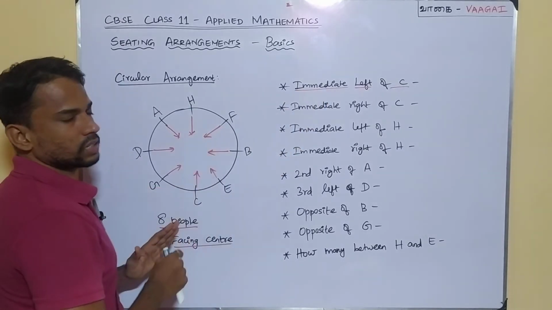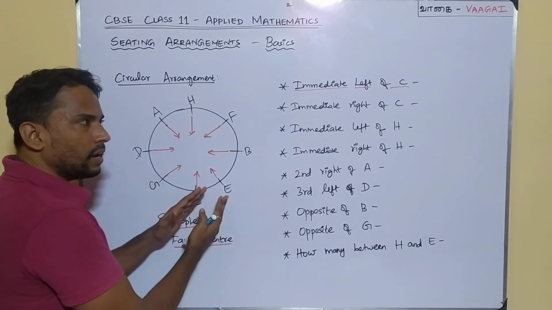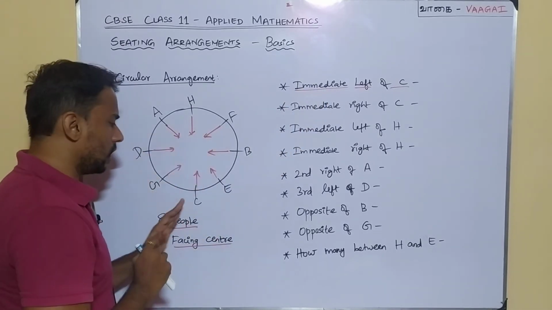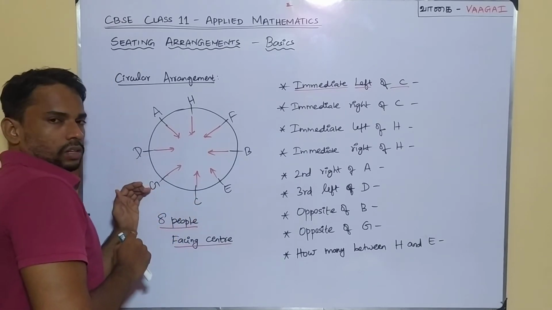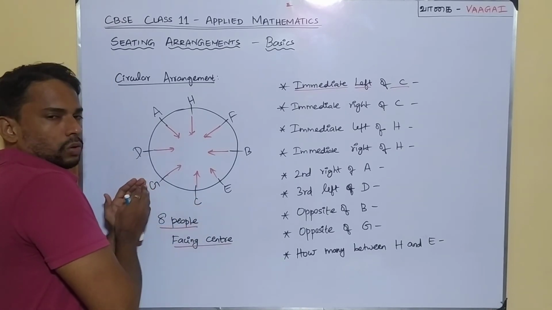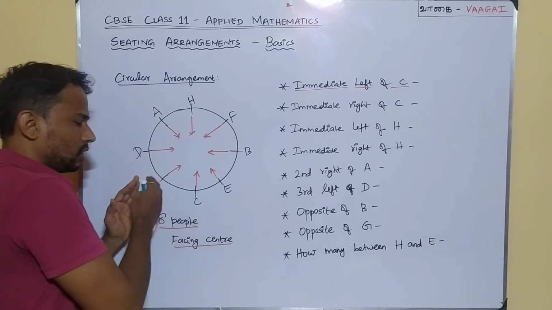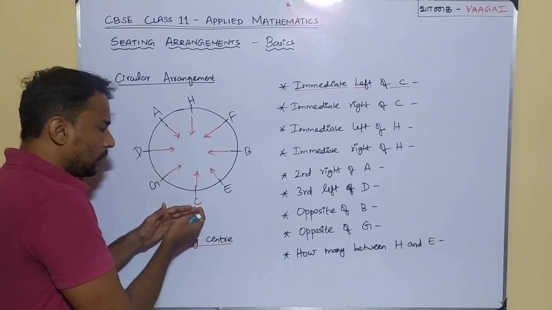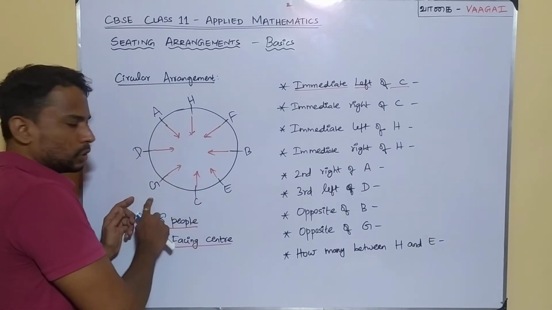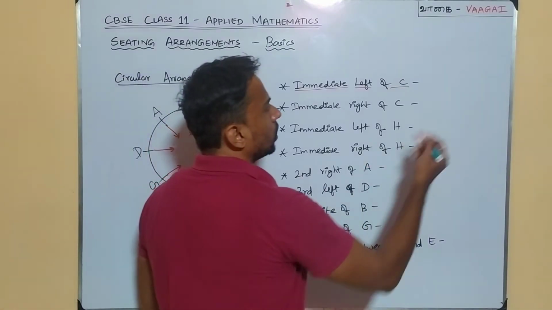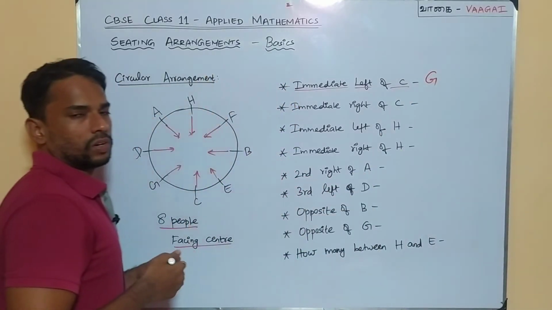But the first question is asking who is seated to the immediate left of C. That's our question. Okay, so immediate left of C means the very next person seated on the left hand side of C, which is what they are asking in the question. So immediate left of C is going to be this person G. So G is going to be the answer for the first question.